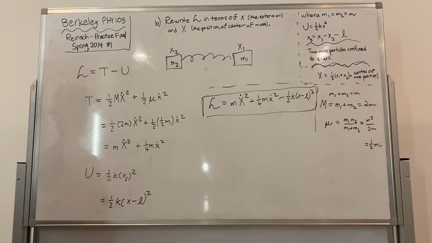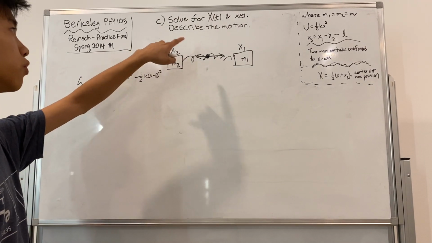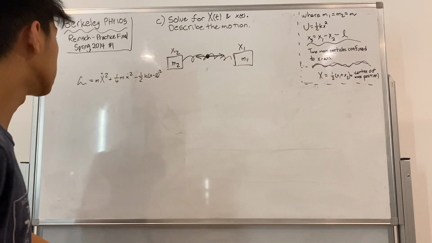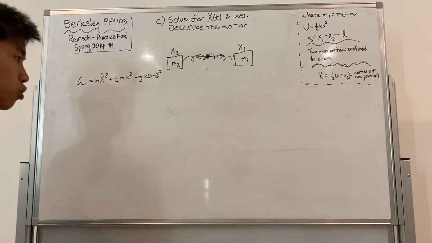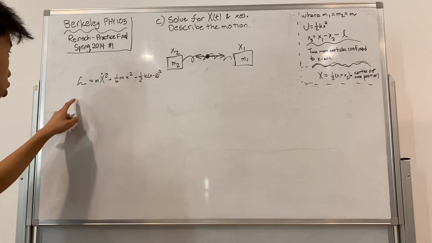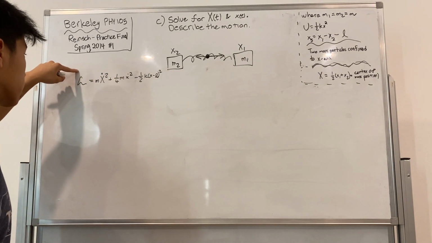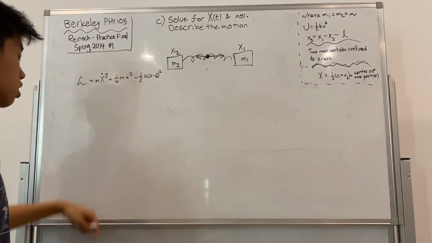Okay, that's part B solved. So we are on the final stretch. For part C, we have to solve for big X of t and little x of t given this Lagrangian. So we can start with the Euler-Lagrange equations and set up a system of equations, since the Lagrangian depends on two variables, little x and big X.